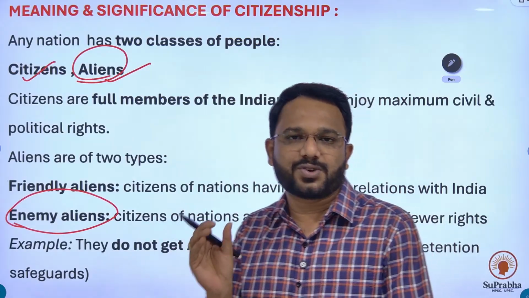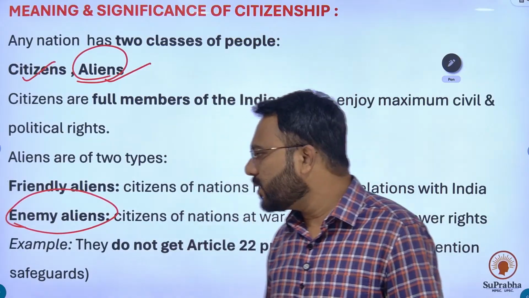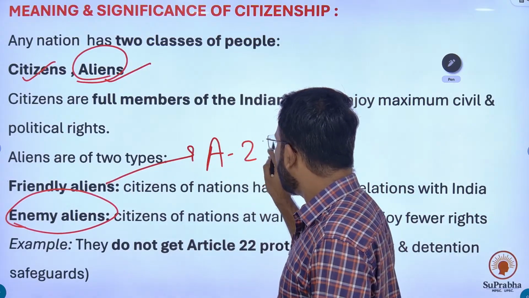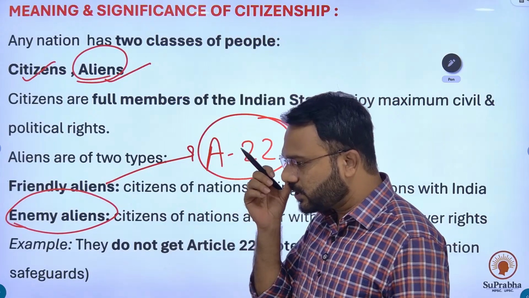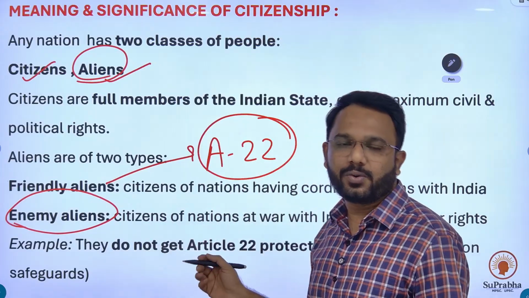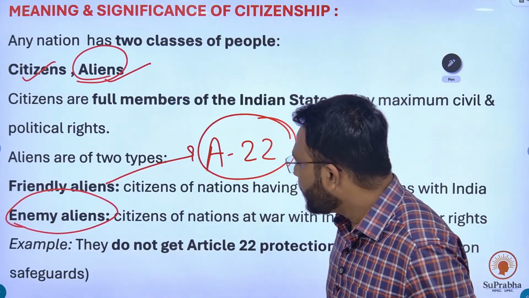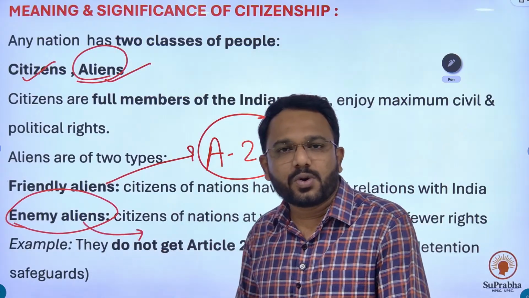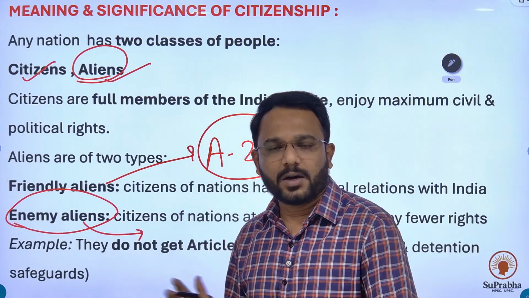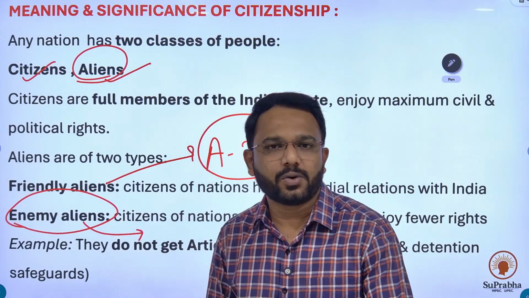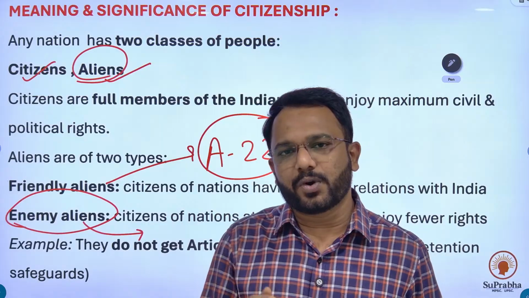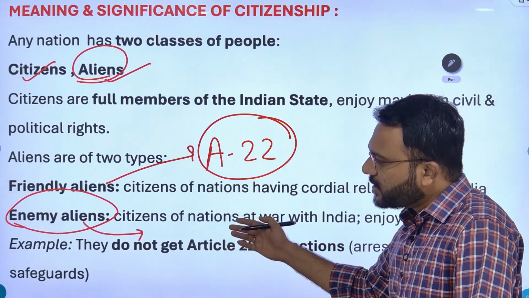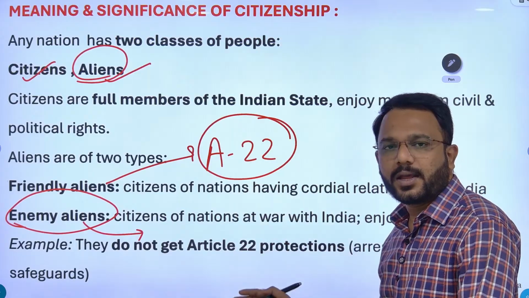For example, a friendly alien has the rights or provisions related to Article 22 in our Constitution. Similarly, in the case of enemy aliens, they do not have the right given by Article 22, which provides protection against arrest and detention. So there is a difference between a friendly alien and an enemy alien.